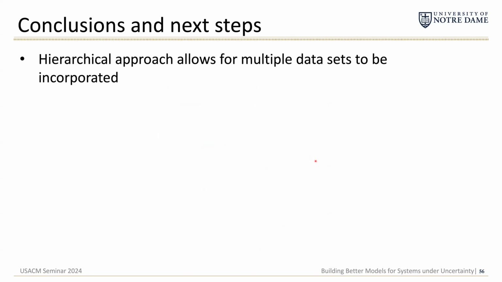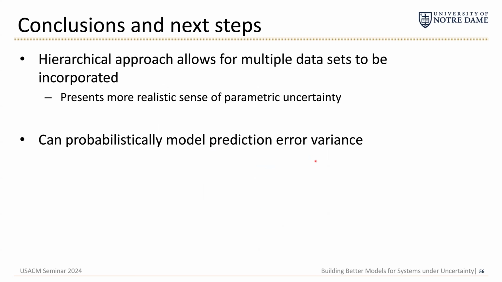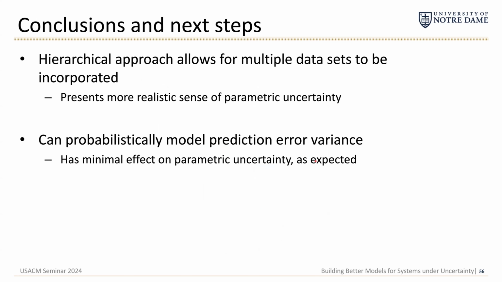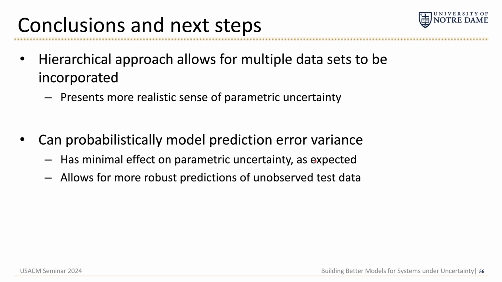So in conclusion, we can see that our hierarchical approach allows us to incorporate multiple data sets together, and this presents a more realistic sense of parametric uncertainty. And we can even probabilistically model our prediction error variance, which, while it has a minimal or limited effect on parametric uncertainty, does allow for much more robust predictions of unobserved test data, which can be very powerful, again, if we want to project forward.